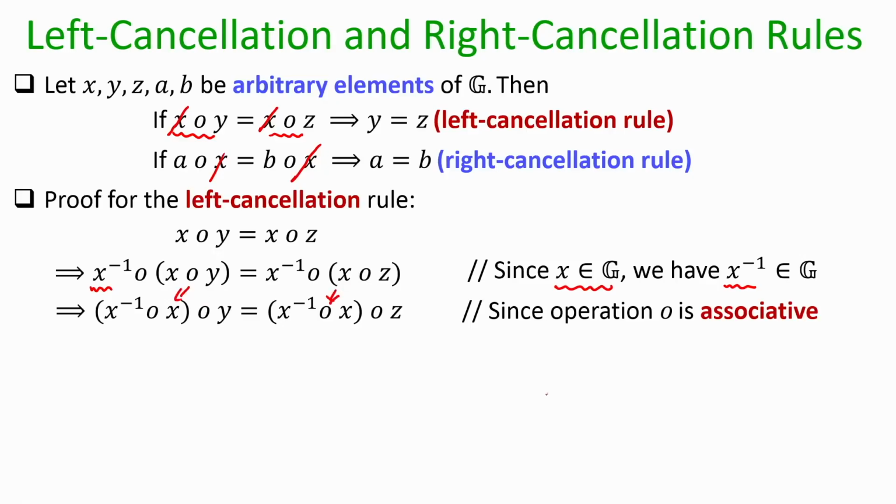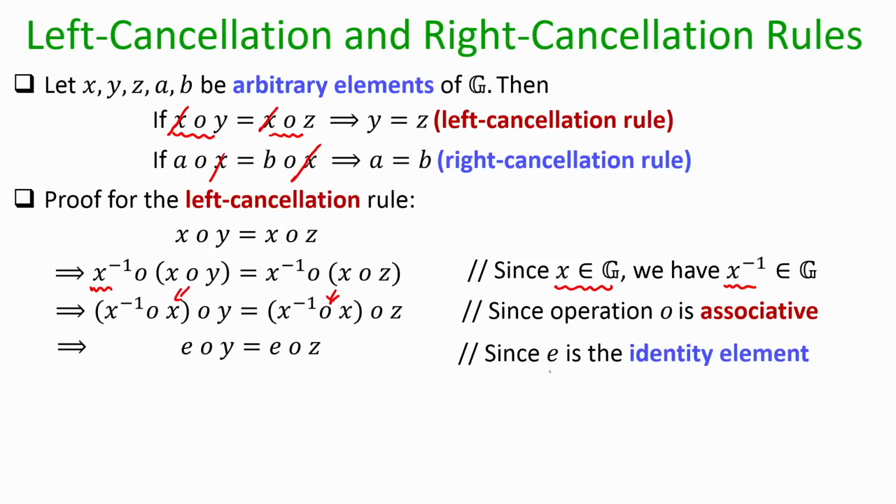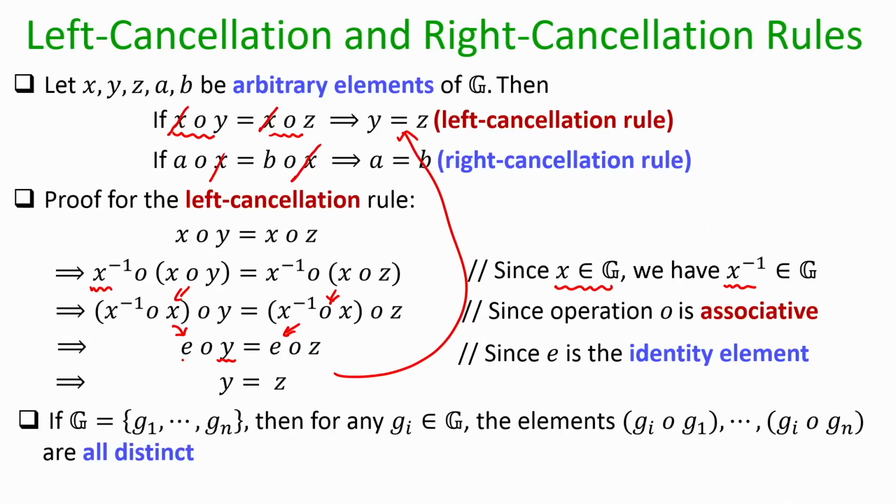but the property of inverse is that if you perform the operation O on any element x and its inverse, you will get the identity element, and the property of the identity element is if you perform the operation on the identity element and any element y, you will obtain the same element y. So, I come to the conclusion that y is equal to z, which is indeed the conclusion. A similar proof you can give for the right cancellation rule.